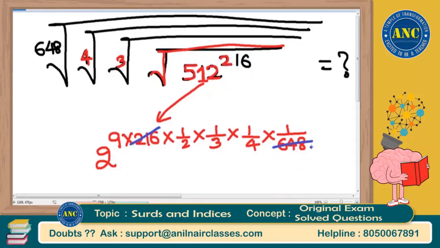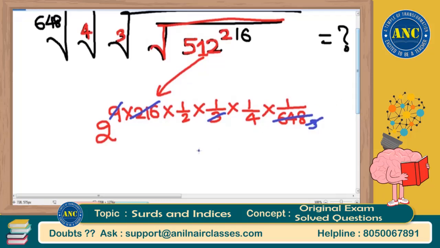216 into 1, 216 into 3. 3 into 1, 3 into 3. Right? So 3 into 3 is 9. 9 will cancel with 9. You are only left with 2 power 1 by 2 into 1 by 4, 2 power 1 by 8. That should be the answer.